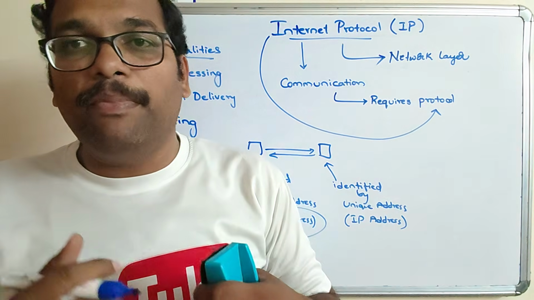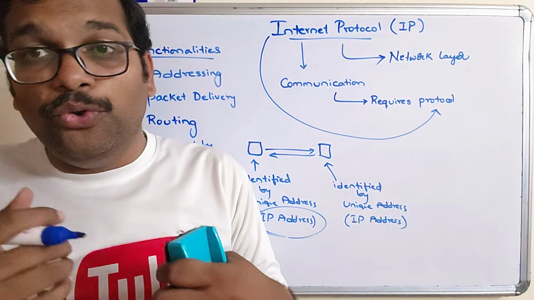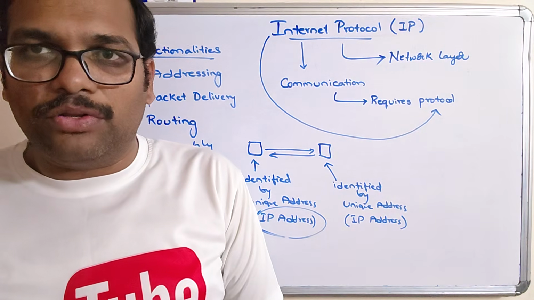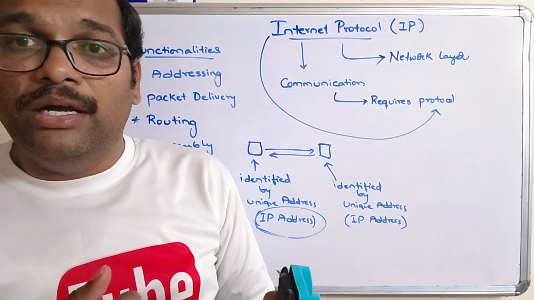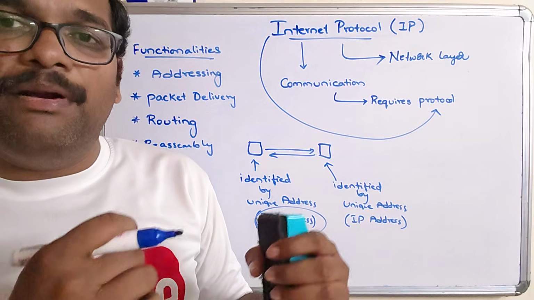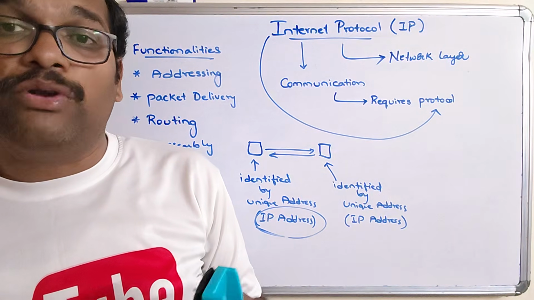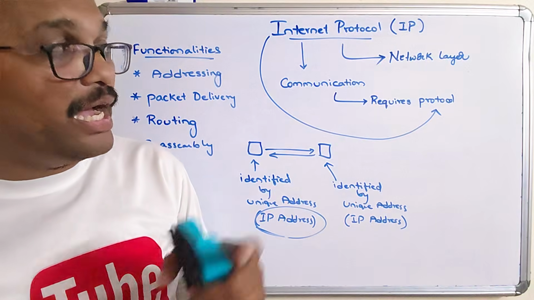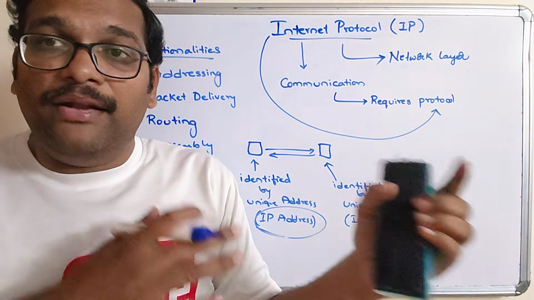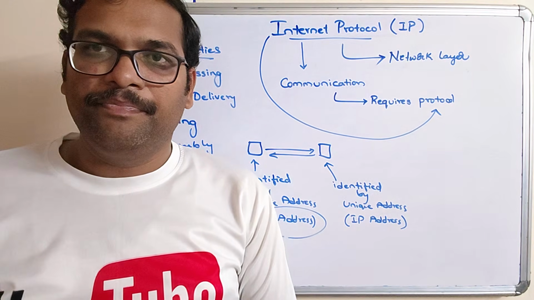This will be used by TCP, UDP, and other protocols also, in order to transmit reliable data, that is, data without any error, to the receiver. So IP will be used by TCP and also UDP.